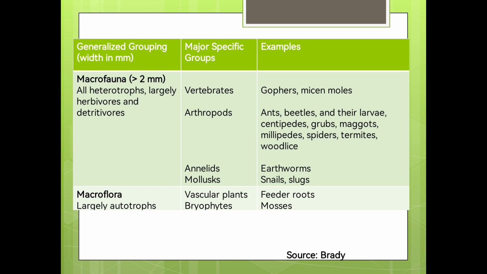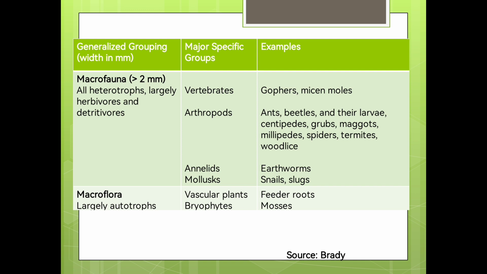And then yung mga arthropods, like mga insects. Ants, beetles na nakikita natin, di ba? And then we have the annelids, yung mga earthworms. And we have the mollusk. Ito yung mga snails and slugs na nakikita natin sa soil. Macro siya kasi nakikita natin siya.